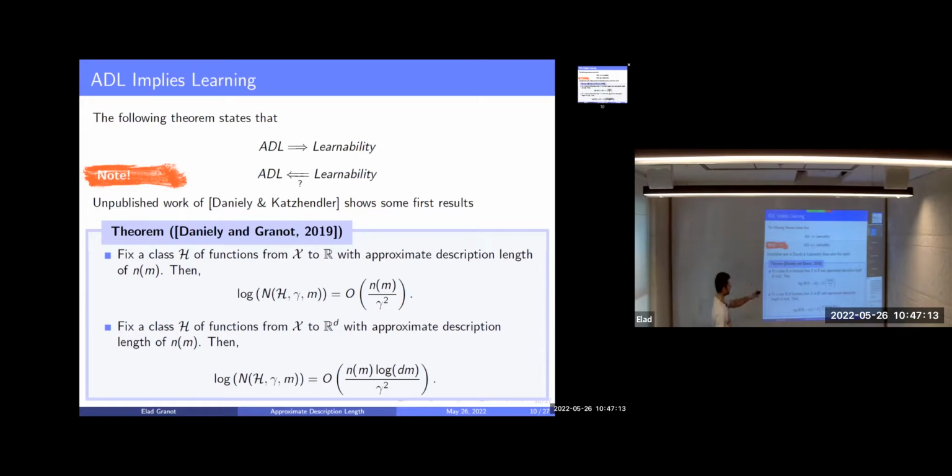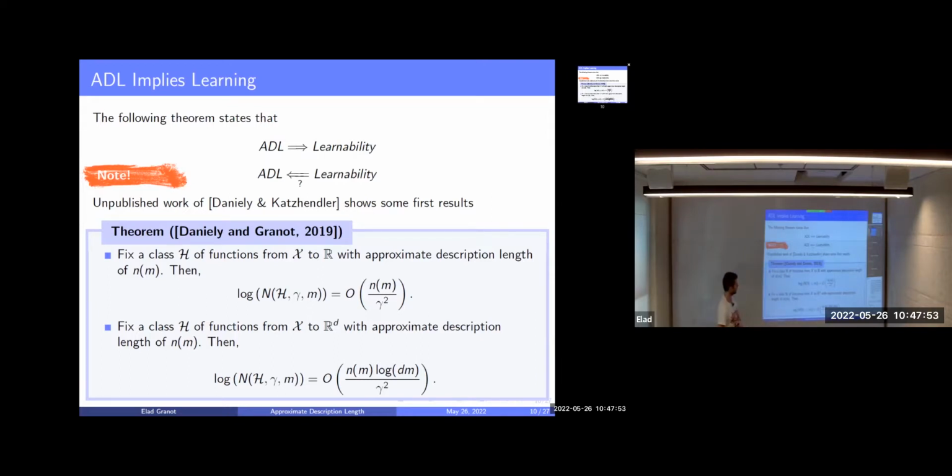So our first result is that, given a class of real-valued functions that have an approximate description length n, then we can bound the log covering number of any radius, of any gamma cover, using order of n divided by gamma squared bits of ADL. So this is our first claim.